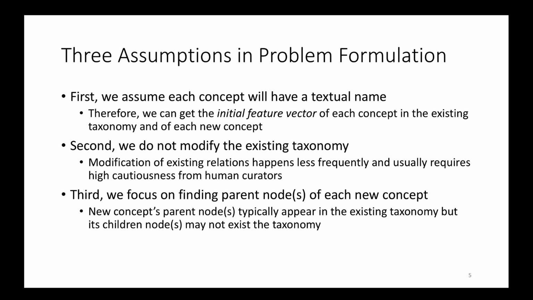Second, we do not attempt to modify the existing taxonomy. We recognize that taxonomy modification is useful and necessary in some scenarios, but that happens much less frequently and usually requires high cautiousness from human curators. So we leave it to the humans. And third, we focus on finding the parent node of each new concept. This is because we assume the parent node of a new concept will appear in the existing taxonomy, but that typically does not hold for the new concept's children.